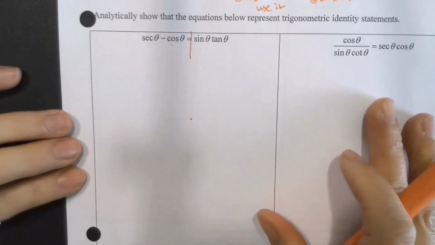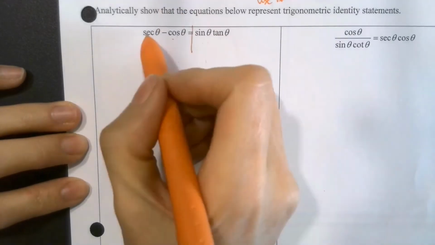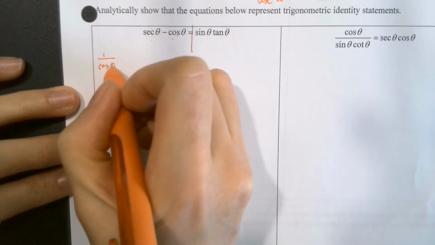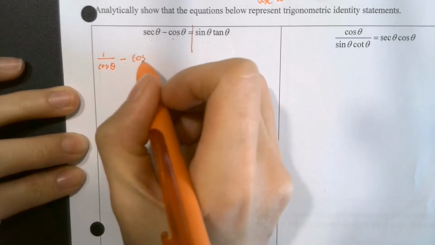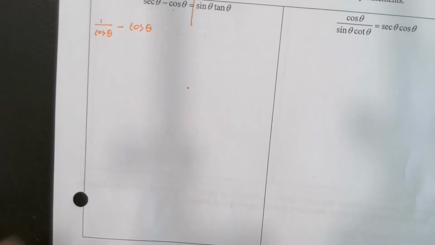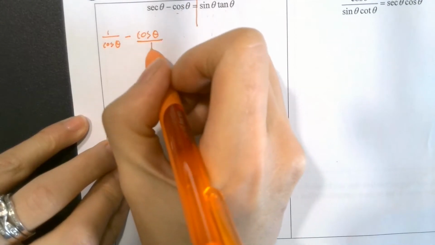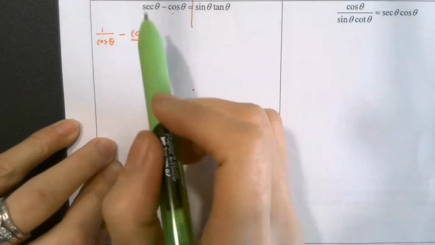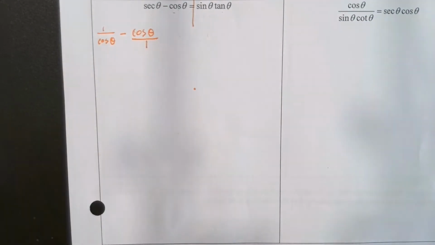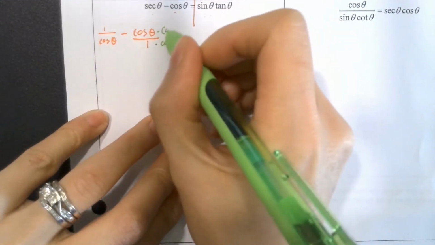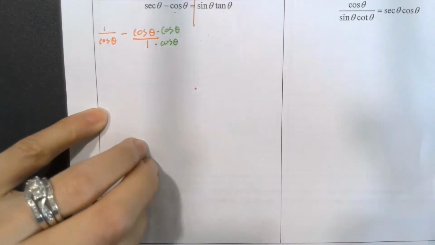That means let's go ahead and rewrite everything in terms of sine and cosine. Secant is the reciprocal of cosine, so I get 1 over cosine theta minus cosine theta. We have a fraction minus an integer, so what are we going to do? Probably make it cosine theta over 1. Subtracting fractions, we need a common denominator. So what's a common denominator between cosine theta and 1? It's going to be cosine theta, so I'm going to multiply cosine theta top and bottom of the second fraction. Then what do we get?